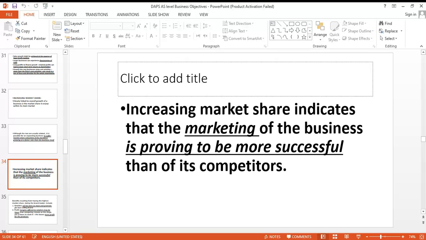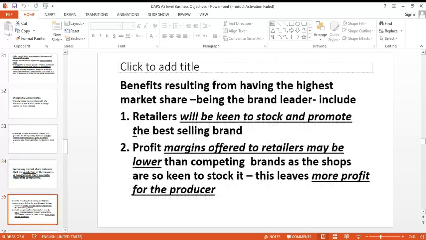If your market share is increasing, it means that your marketing activity is really beneficial. And high market share means a lot of good things for the business. Your retailers will be happy to put your stock in their shops because they know that it's going to sell and they are going to also make money out of it. I mean, mobile sellers would love to have Apple products in their shops. Why? Because they know it's going to sell.